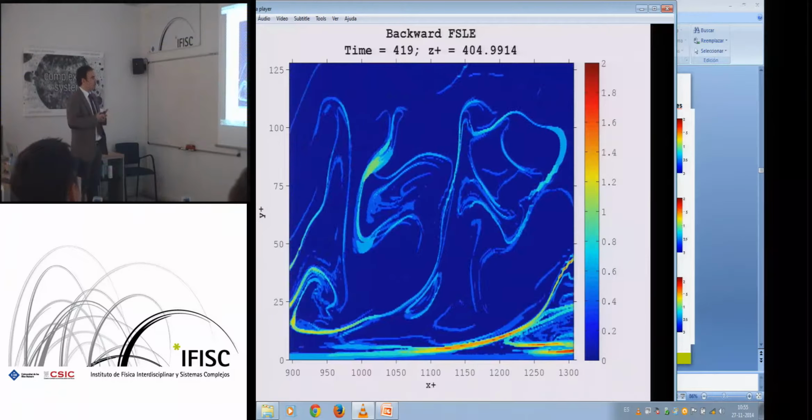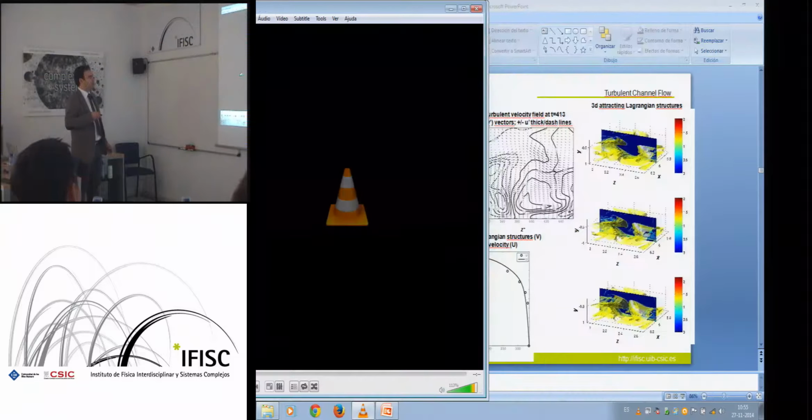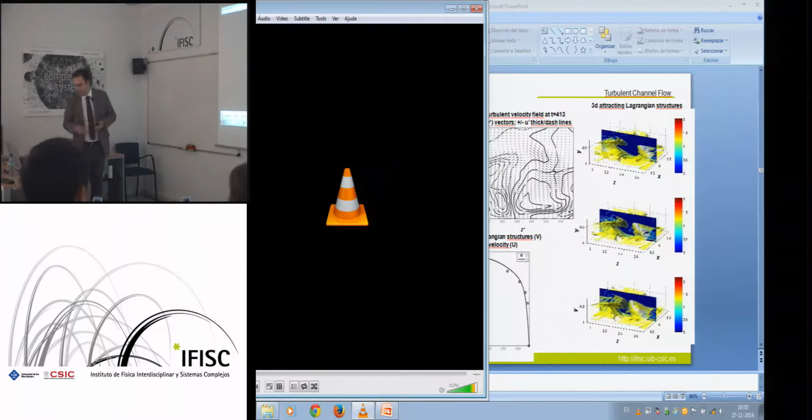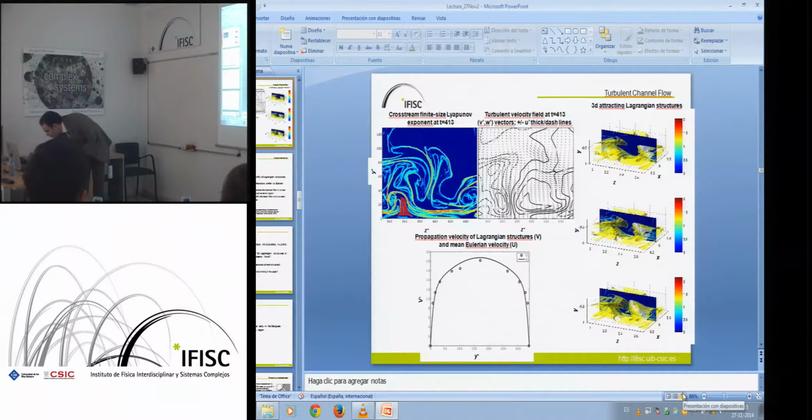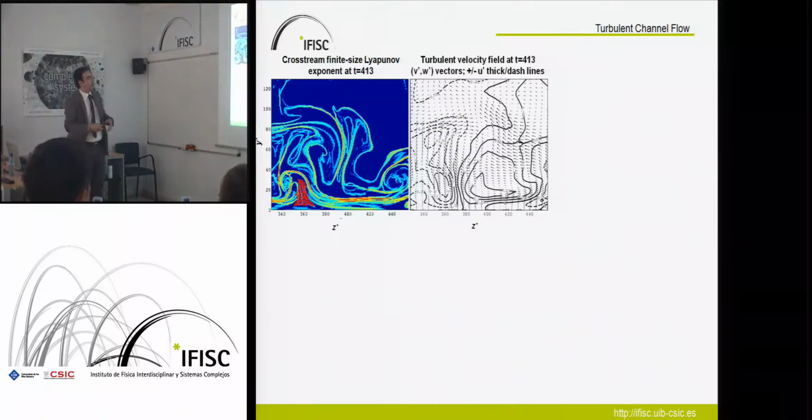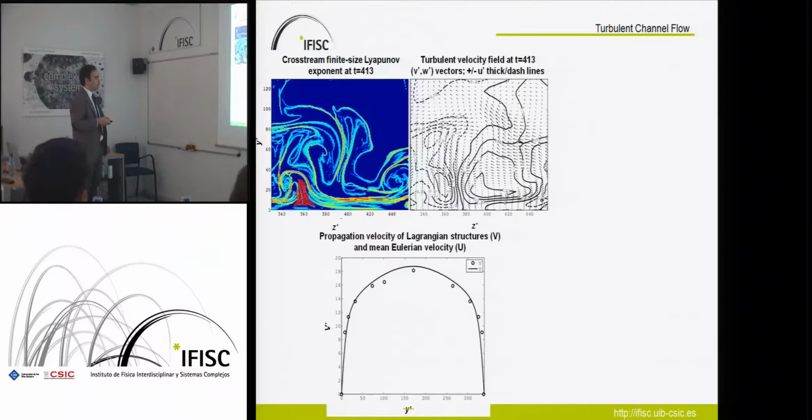And so we wanted to see what was the relation between the speed at which these structures are moving and the velocity and the Eulerian velocity field. And we did that, and we saw that these structures are moving at approximately the same mean velocity as the Eulerian velocity field. It means they are being carried by the flow. And so this was a sign that these structures really had a material nature.